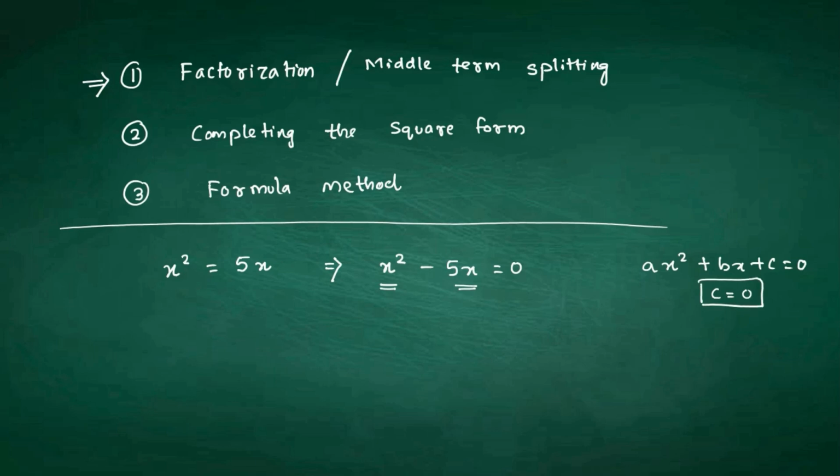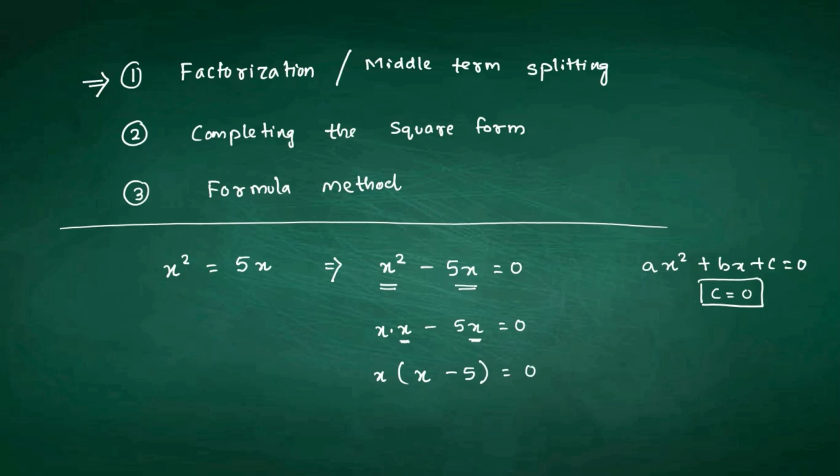When you don't have a constant term, how to factorize it? What you can do, you can see that x square can be written as x times x minus 5x equals 0. Now from these two terms, I can take x common. So you are left with x minus 5 if you take x common from both. So this is equal to 0.